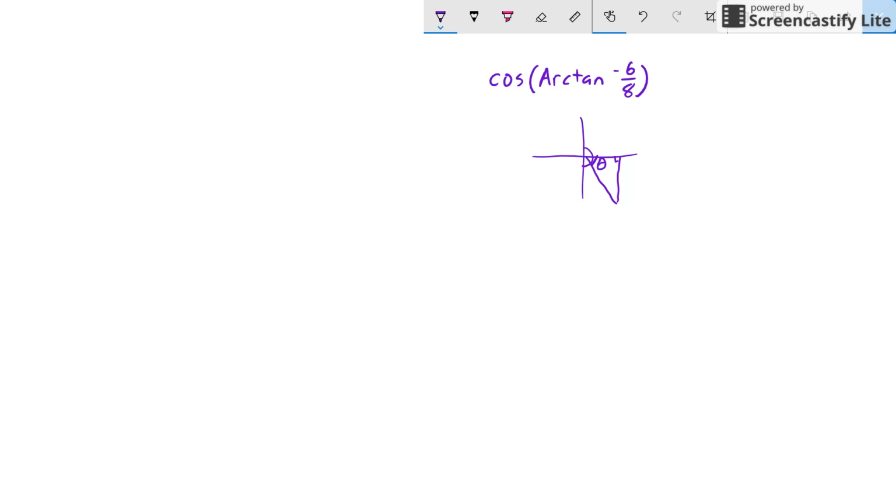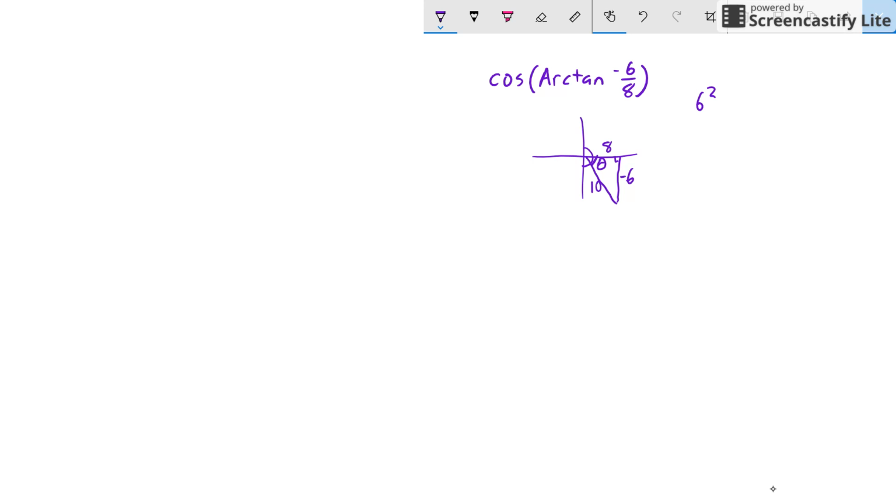We don't know what that is, but we do know, since it's arctangent, this is opposite over adjacent. So your opposite side is 6, and it would be negative because it's below the axis. Our adjacent leg is 8. That would be positive. And so we would want to do Pythagorean theorem or recognize your Pythagorean triples to figure out the hypotenuse. 3, 4, 5 is a special right triangle. These are doubled, so 6, 8, 10. But you could also do Pythagorean theorem.